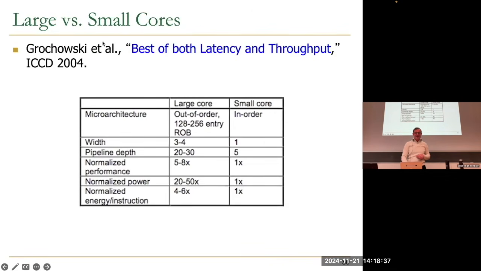And these are some results from Intel, actually. This is their paper in 2004. They basically talk about large versus small cores in a different context, as we may see later on. But this is what looks like a large core over here, and this is what looks like a small core. You can see the pipeline depth. You can see the normalized performance. I think they're quite optimistic over here with a 5 to 8x. Normalized power is much larger, and normalized energy per instruction over here. So basically, large cores are not very efficient, but they do get high performance. I'm not sure about the 5 to 8x. I don't know what code they're running.